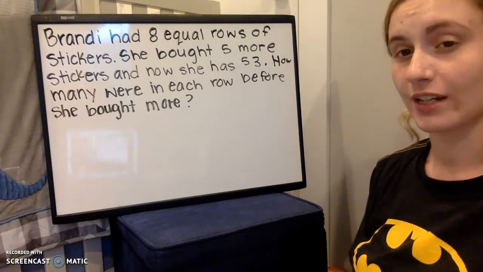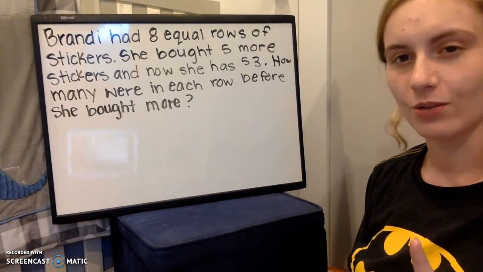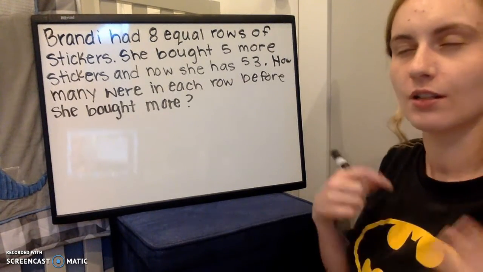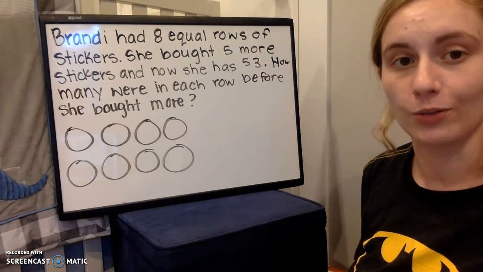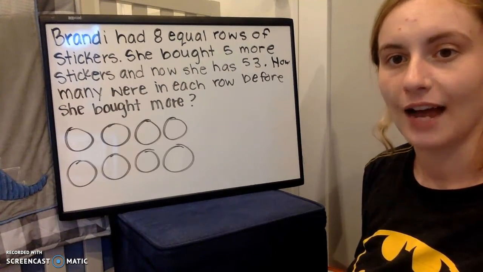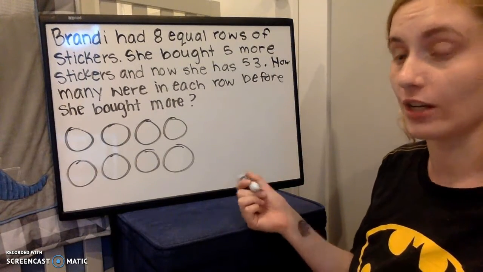This one is a little tricky because I don't know how many things are in my rows. But don't let that trick you. Draw your picture, understand what's happening. So the first thing I did in my picture was draw 8 groups. Now I didn't draw how many things were in the groups because I didn't know. So you're going to show that in your equation.